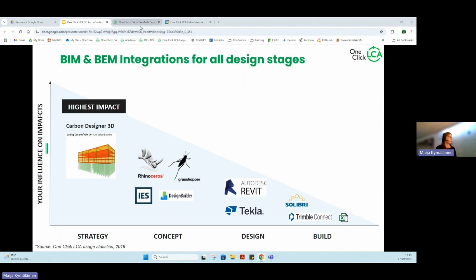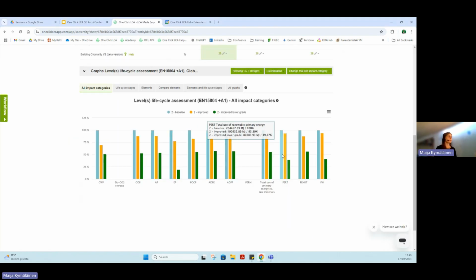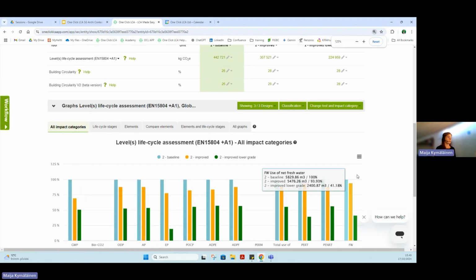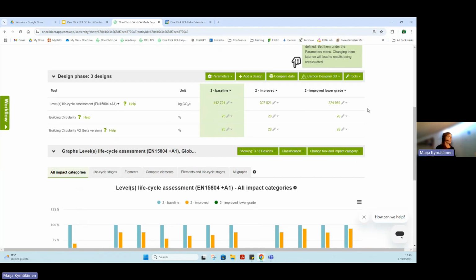So here we would now jump into the Carbon Designer demo. Let's put this a bit. This might be good. All right.